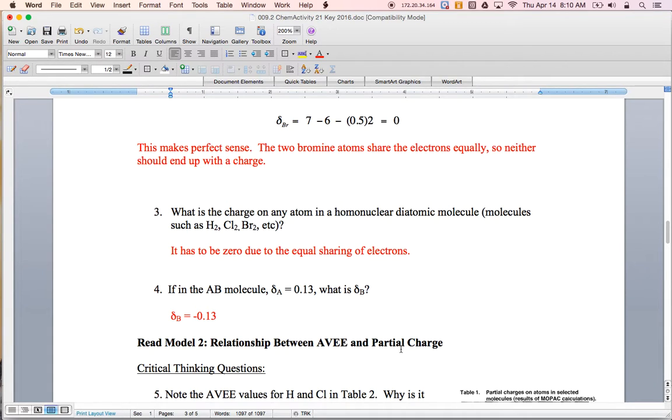And lastly, number 4, in the molecule AB, if the partial charge on A is 0.13, then the partial charge on B has to exactly counteract that so that it adds back up to 0. So the partial charge on B has to be equal but opposite, or negative 0.13.